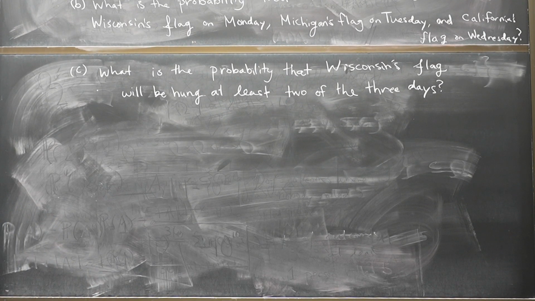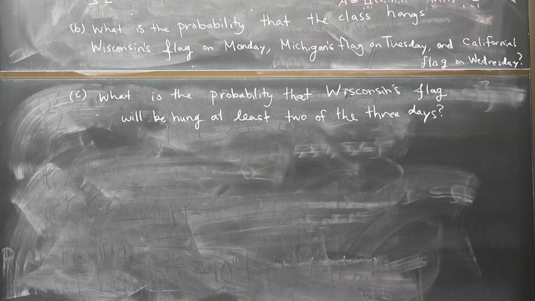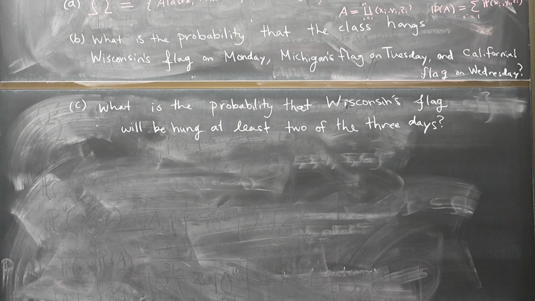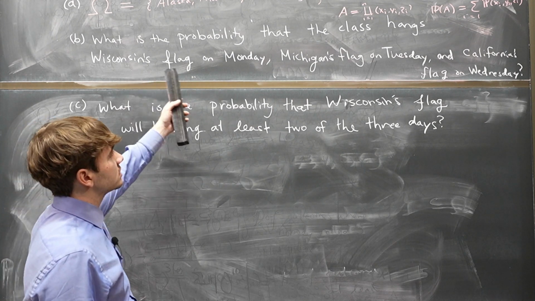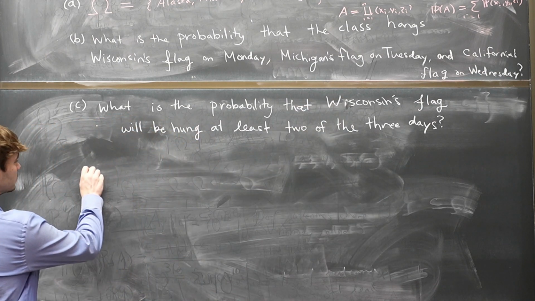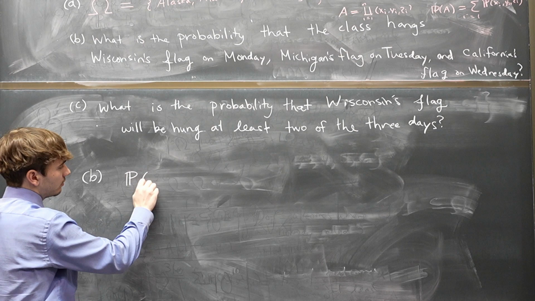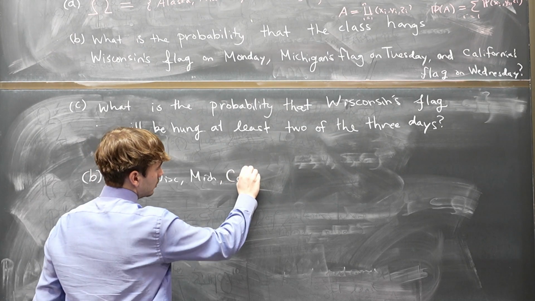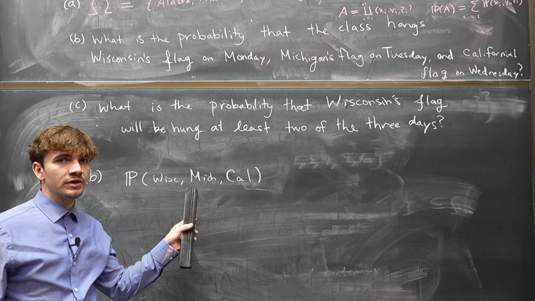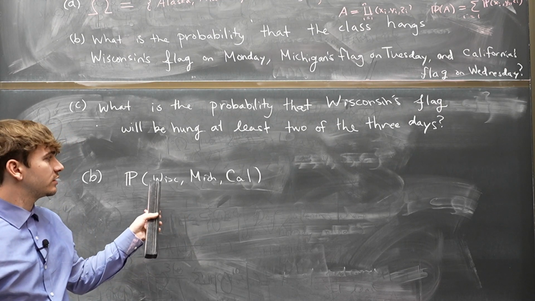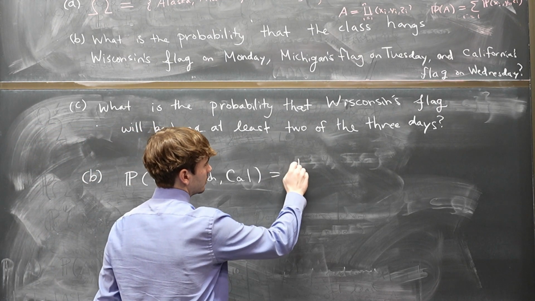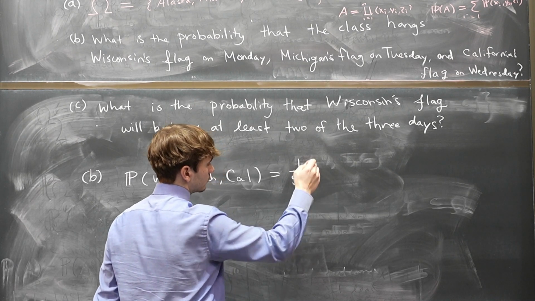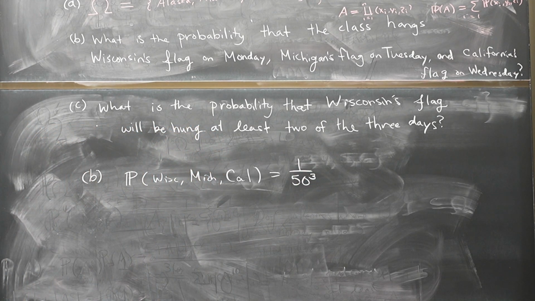Okay, so to answer this question, we're just going to recognize that this is just a single outcome: Wisconsin, Michigan, and California. So for part B, we're just looking at the probability of Wisconsin, Michigan, and California. Well, this is just a single outcome. We assigned this probability already, and we said that no matter what these three elements are, this is always 1 over 50 cubed. All right, so that's immediately done.